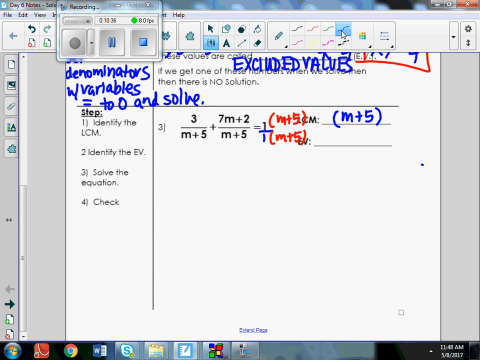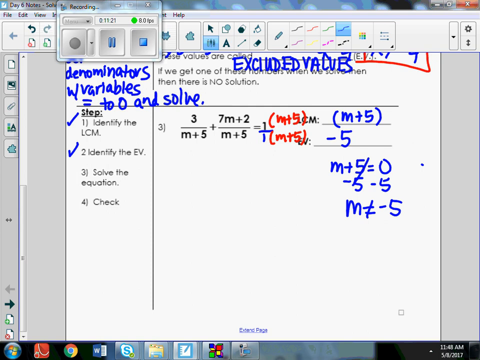Okay, so I should stop and check for the excluded values. I identified the least common multiple. I'm going to identify the excluded values. So if I have a denominator with a variable, I set it equal to 0. And some of you might already be able to see, just by looking at it, that m cannot equal negative 5. Because if I add a negative 5 right here, negative 5 plus 5 is 0. So I have one excluded value, it's negative 5. So when I get my answer, I just need to go back and make sure that it's not negative 5. Because if it's negative 5, then it's no solution.